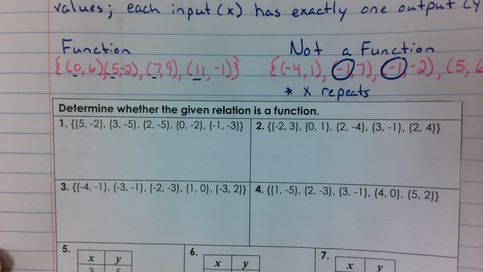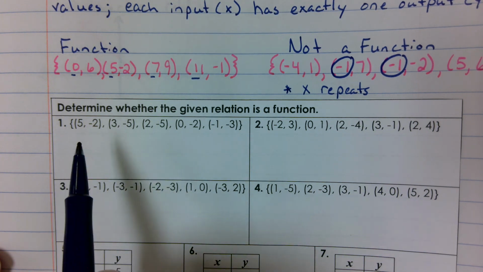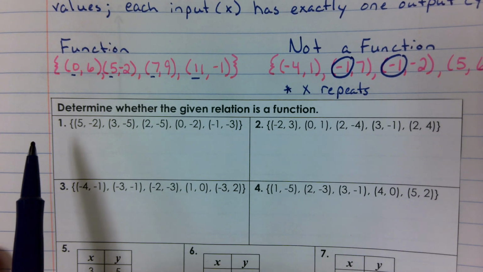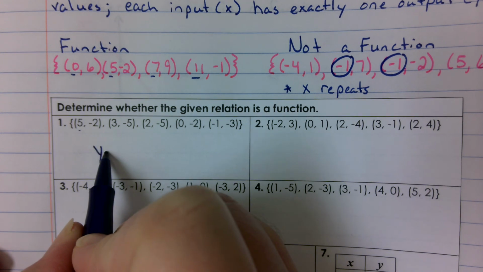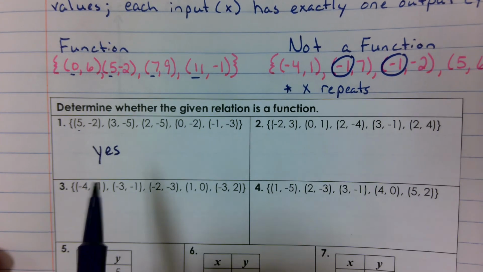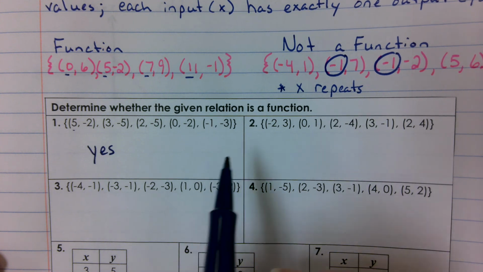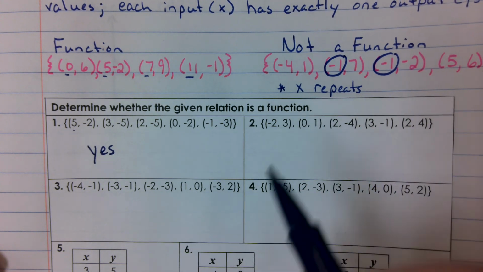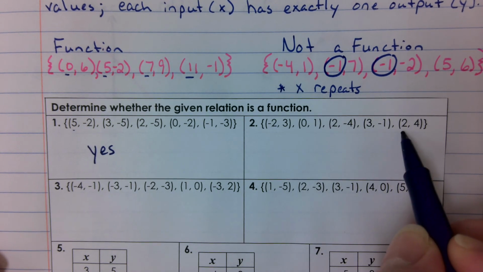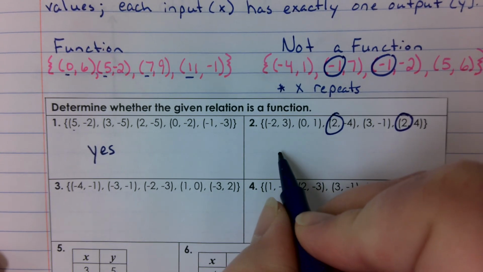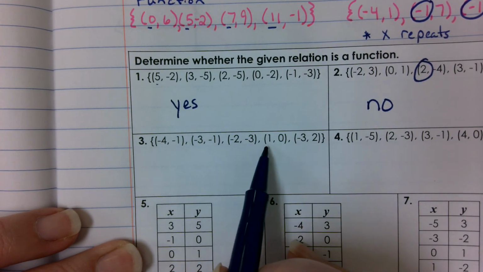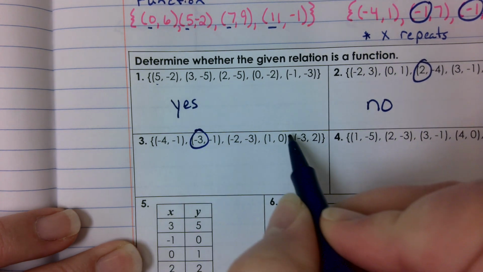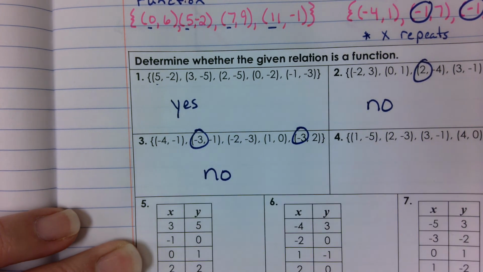All right, so first one here. All I'm looking at is my x values. The y values do not have any determination on whether it's a function. 5, 3, 2, 0, -1. This is a function because x doesn't repeat. If you find where your x's repeat, I want you to identify them, circling them like how I did on that example. -2, 0, 2, 3, 2. My 2's repeat. That is not a function. -4, -3, -2, 1, -3. -3 repeats. Not a function.